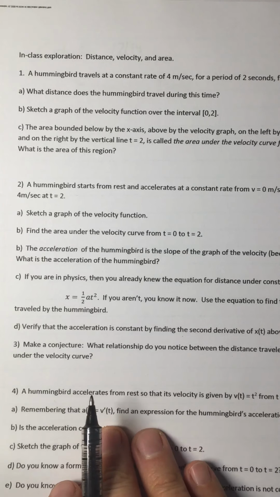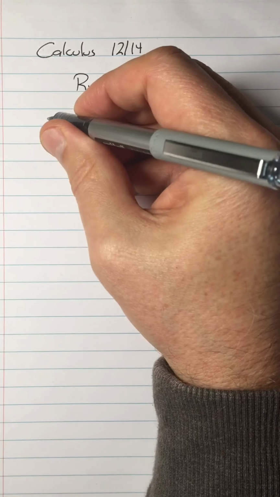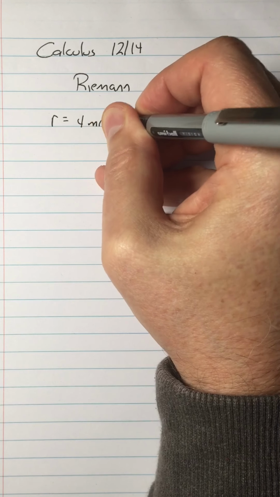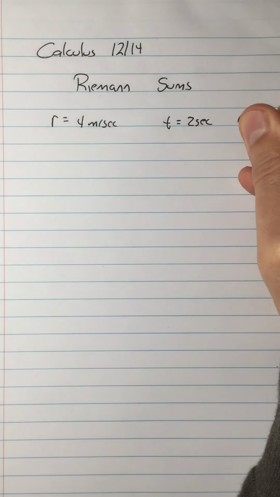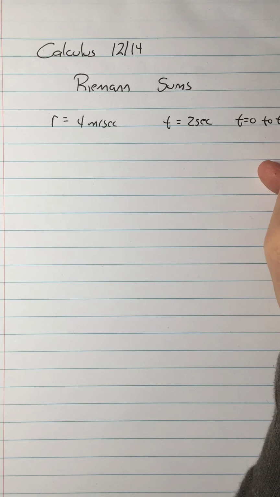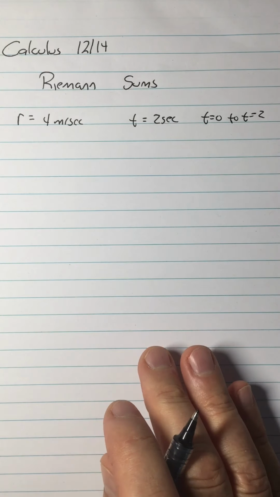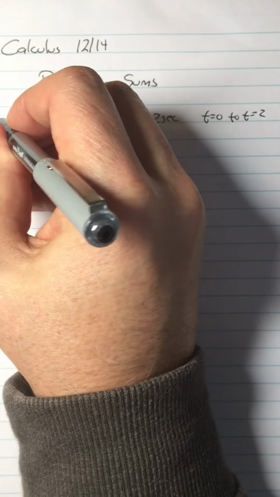Okay, so we're starting with this really very trivial example where the hummingbird is going at a constant rate. R equals 4 meters per second for a period of time t equals 2 seconds, from t equals 0 to t equals 2. And I could have written a closed interval, but I didn't. All right. So, A, what distance does the hummingbird travel? So this is number 1.